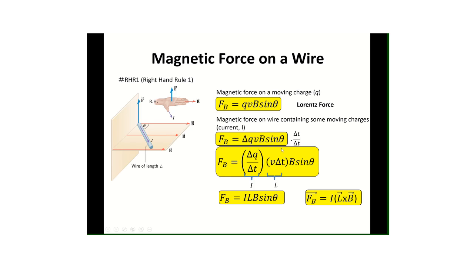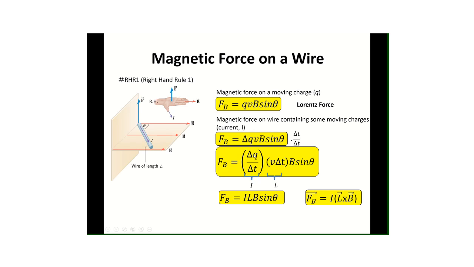If we multiply this formulation with delta T over delta T, finally we can modify the magnetic force to be delta Q over delta T times V delta T B sine theta. If I demonstrate this condition, I put a picture here in the left side. The conducting wire here has a length of L, and through this conducting wire there is a current flow.